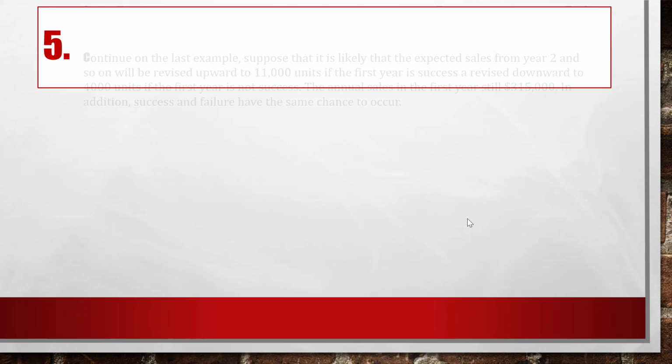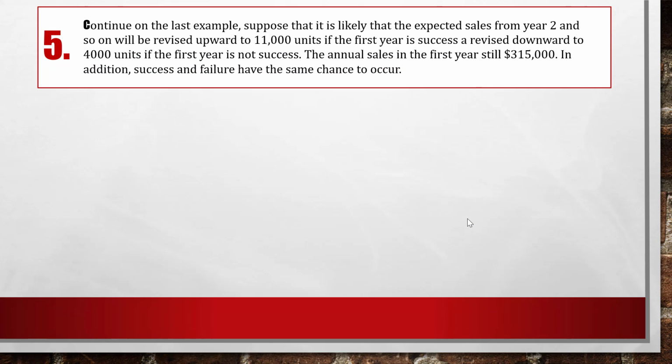Now we consider a different situation. We continue on the last example. Suppose that it is likely that the expected sale from year 2 and so on will be revised upward to 11,000 units if the first year is a success, or revised downwards to 4,000 units if the first year is not a success. So here's the thing. After the first year, if you see that the project is a success, then the expected sale will be revised to 11,000. Otherwise, it will be revised to 4,000.